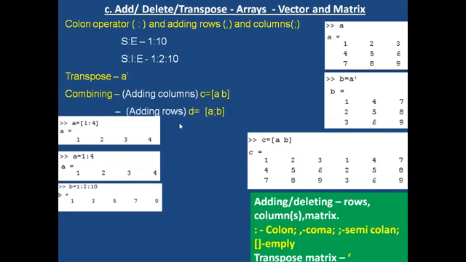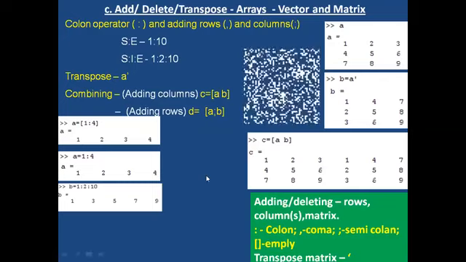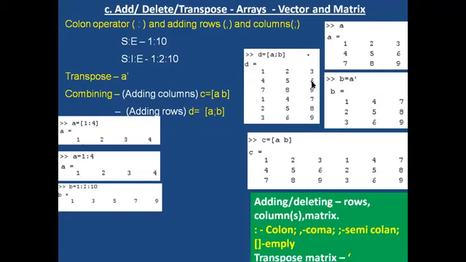And then I want to add in terms of row. That means A semicolon B, that means A over B. Now the answer is going to be A over B. This is your A and this is your B. If it is semicolon, it will go row wise. If it is comma, it will go column wise.